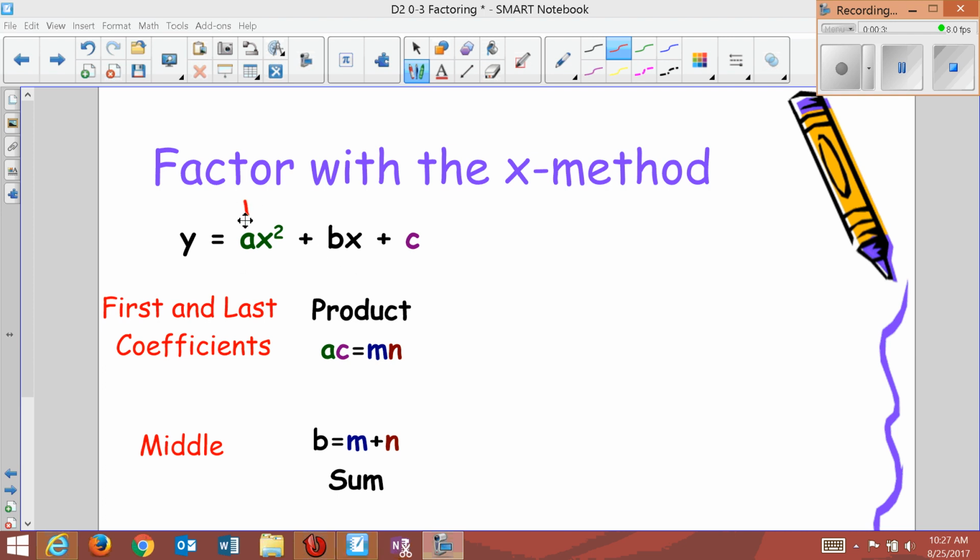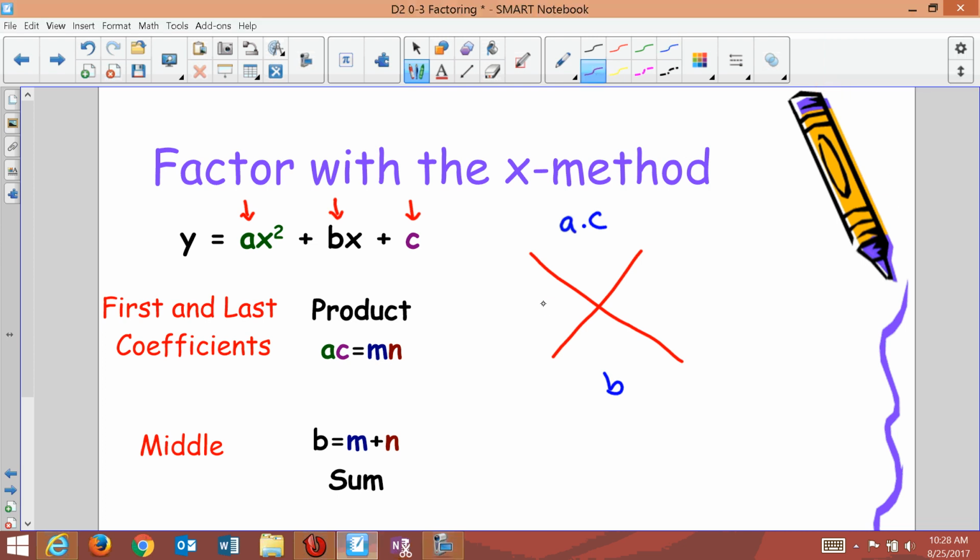I'm going to focus on the coefficients a, b, and c. These are our three pieces, okay? What we're going to do for the x method is we first draw an x. At the top of the x, we're going to place the coefficients a times c, or really we're going to put their product there. And then down at the bottom, we'll put the coefficient b. What we're going to try to find is m and n, values that will multiply to be equal to the product of a times c, and will add to be equal with the value b. That's what we're doing today.